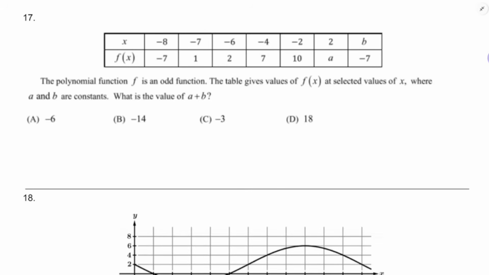F is an odd function. Remember, when they say an odd function, they don't necessarily mean an odd degree polynomial. They mean that f of negative x has that symmetry across the origin. It's the negative of f of x. The table gives values of f at selected values of x, where a and b are constants. It's the value of a plus b.